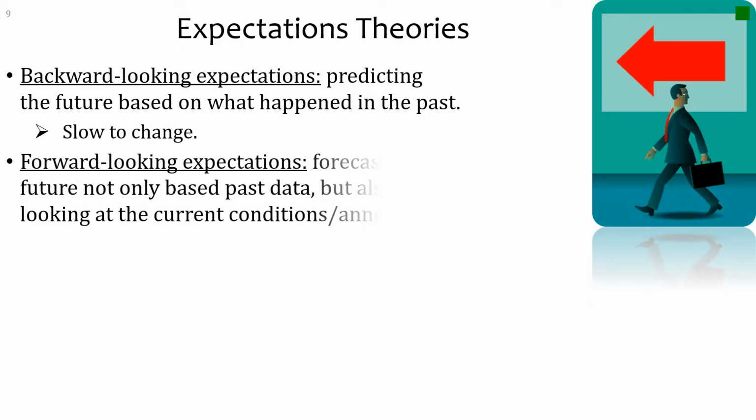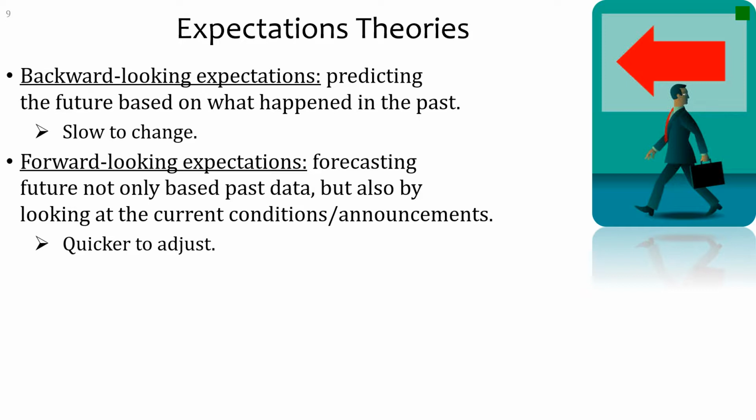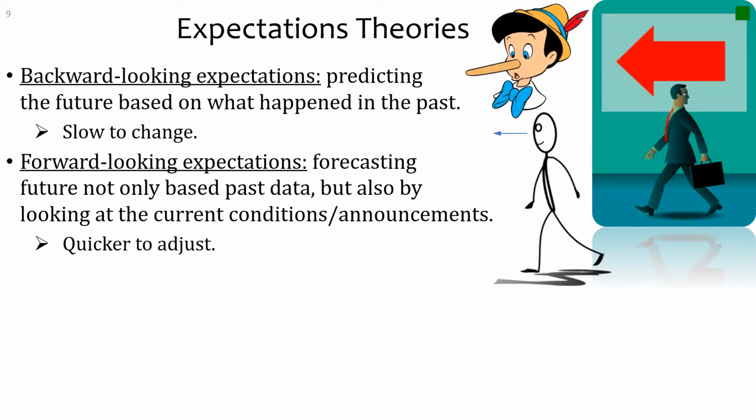The other theory, which is more logical, is forward-looking expectations, which is forecasting the future not only based on past data, but also by looking at the current conditions and announcements. These are quicker to adjust. Maybe last year's inflation was 5%. If this year the central bank announces that it's going to be 5%, then you take that. If they announce that it's going to be less, then you take that. So you always take new information into consideration. It's like walking to the left while also looking forward. Oh no, that looks like Pinocchio. But anyway, it's a logical thing to do. When you're moving forward, you look forward.